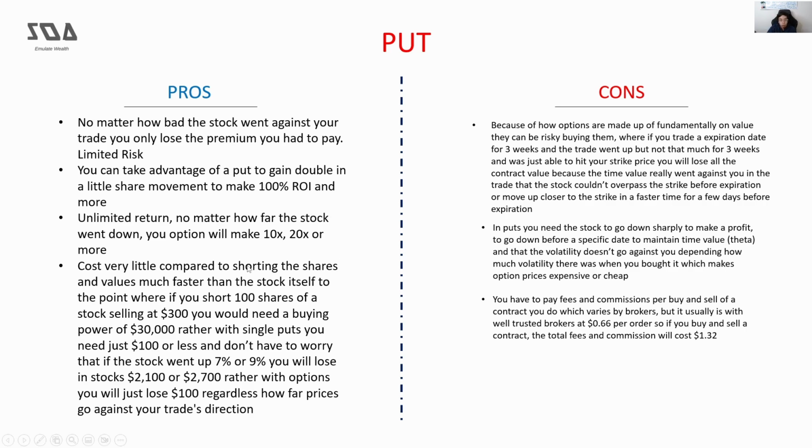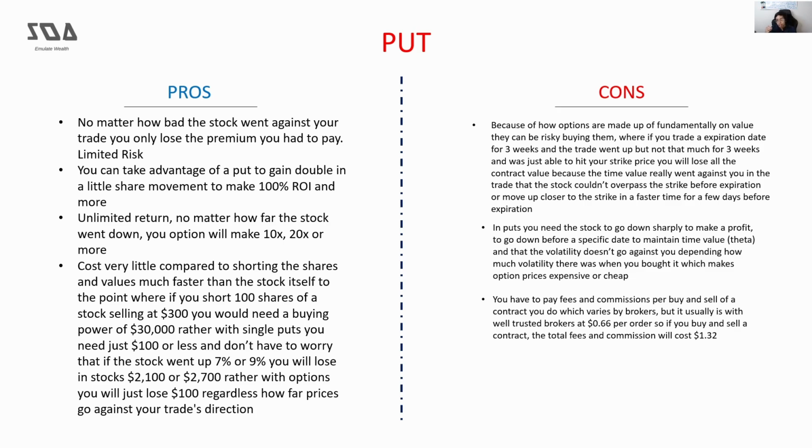Now, because of this, of course, your contract is going to cost less compared to buying 100 shares. If the stock goes down 7 to 9%, in stocks you would be losing $2,100 or $2,700 if the stock was costing $300, which would cost you in total $30,000. You would still lose regardless of how far the price goes against your trade. Now, those were the pros. It was the same thing as the calls, and the cons are the exact same situation as the calls.